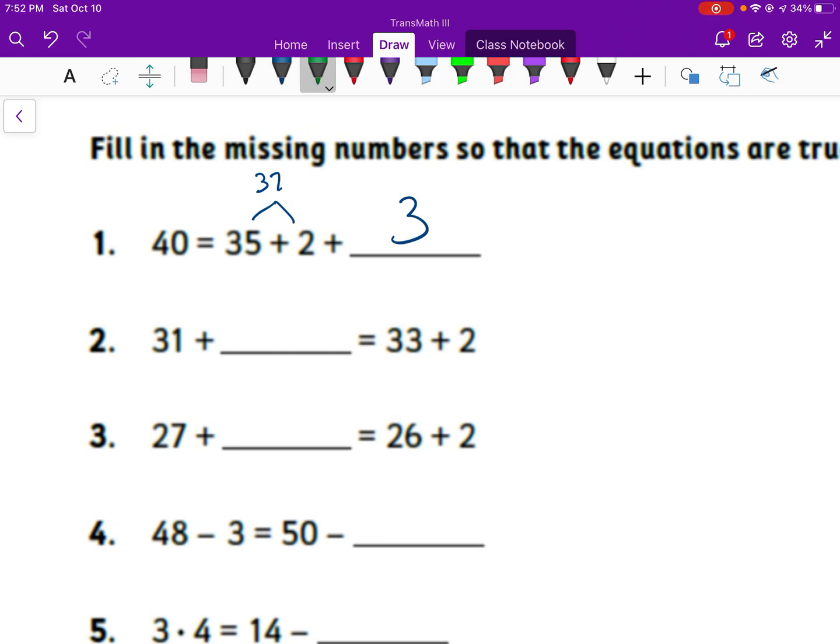Okay, number 2 there. 31 plus what is equal to 33 plus 2? 33 plus 2 is going to give me 35. So 31 plus 4 is 35. So 4 is our missing value. Number 3, 27 plus what is equal to 26 plus 2, which is 28. And 27 plus 1 is equal to 28.